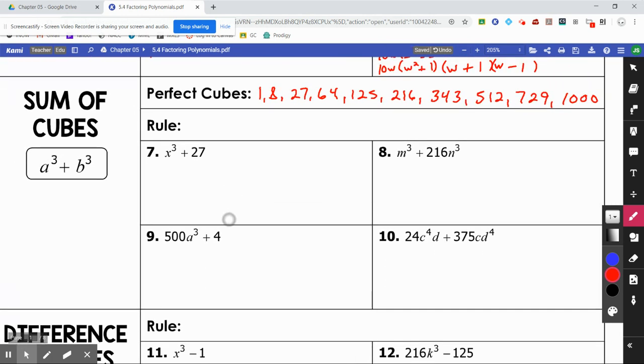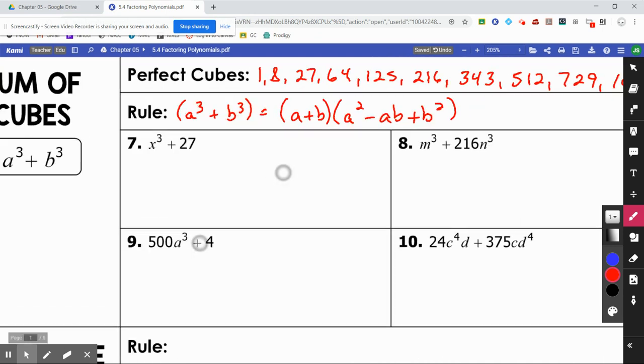And here's your rule for sum of cubes. If you have a perfect cube, such as one of these numbers, plus another perfect cube, and that could be an x to the third or an x to the sixth or an x to the ninth, those are all perfect cubes, it will always factor into a plus b times a squared minus ab plus b squared. Very important that we understand this formula.